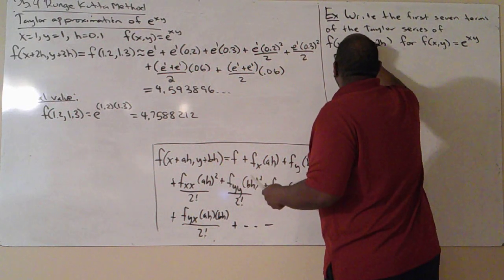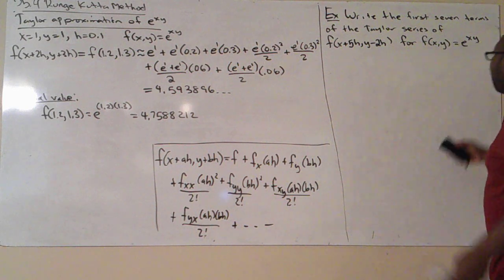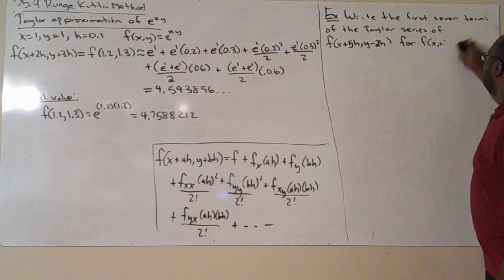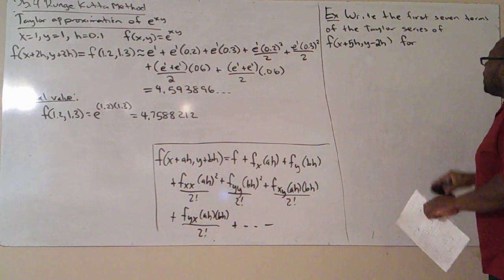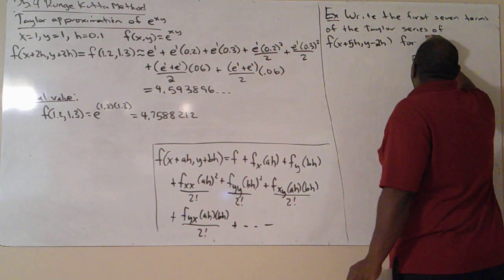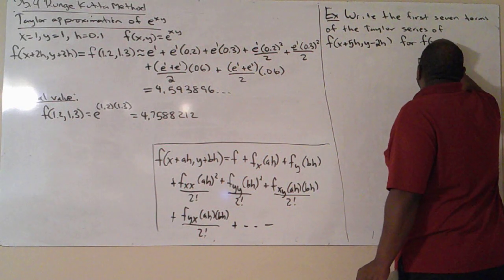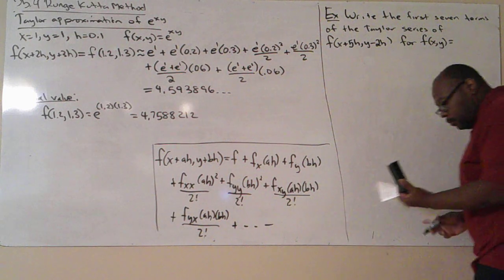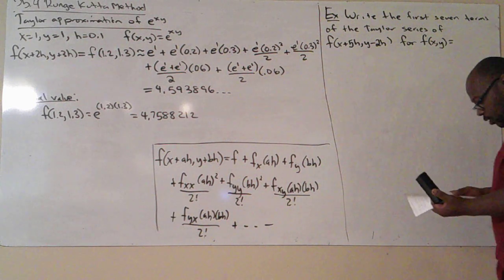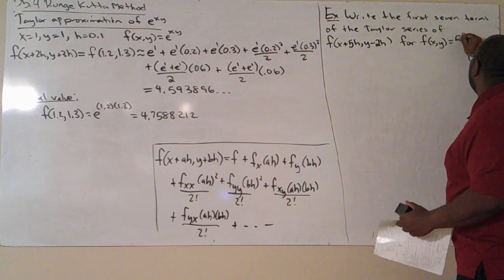I would say I need more coffee, but it's actually around 5 o'clock here. For f of x, y, not in the morning, but in the evening, f of x, y is equal to 5x cubed times y to the 4th.